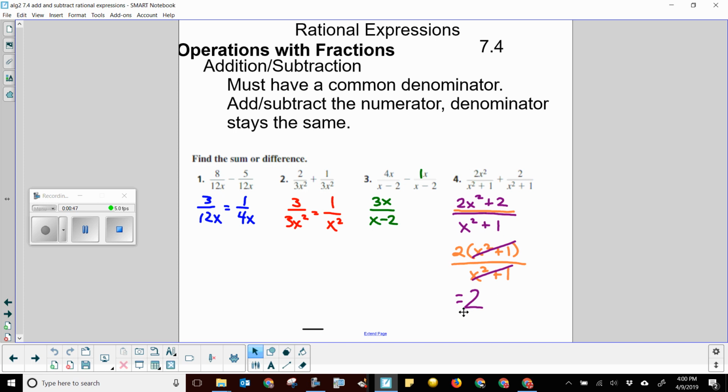And down here, you could potentially say x can't equal -1, but it really actually can, because it'll give you a -1 squared. So we don't have to worry about anything there. The only difference is what happens when the denominators are not the same.